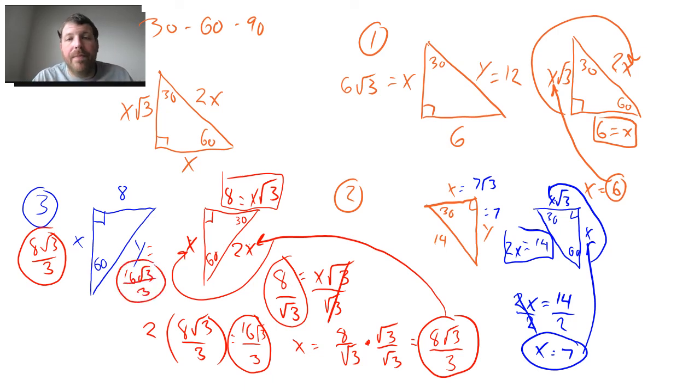And then you're done. All right, I know that that seems a little complicated, but to be honest with you, that's the easiest way that I've ever known to be able to do 30-60-90 triangles.